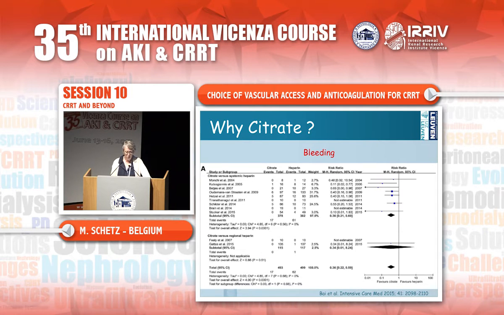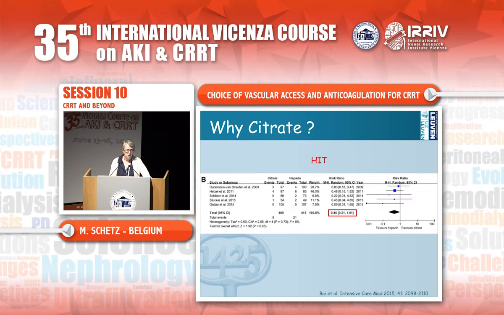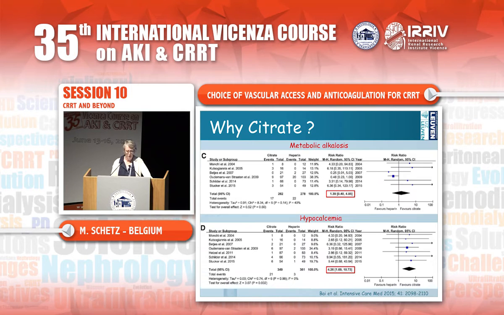There was also significantly less bleeding, despite the fact that in these trials, patients with high bleeding risk were excluded because they could be randomized to heparin. Of course, there is also less heparin-induced thrombocytopenia if you use citrate. And there was no difference in metabolic alkalosis, which is the most frequent complication of citrate. There was more hypocalcemia with citrate, but no clinically significant problems related to hypocalcemia.